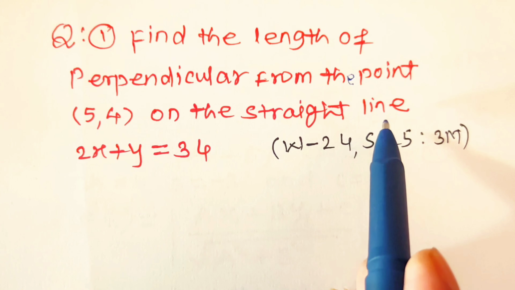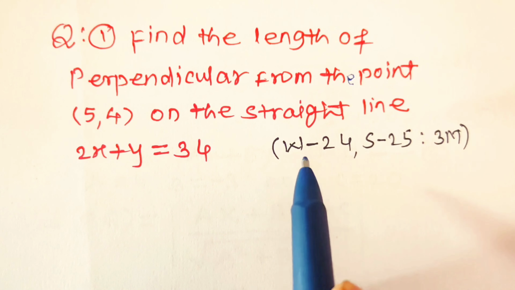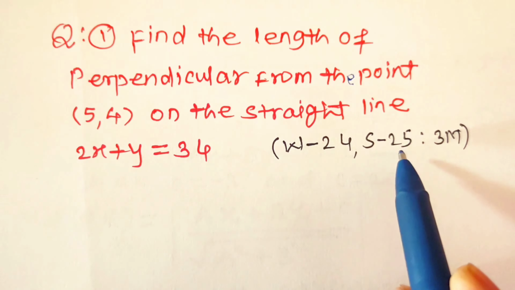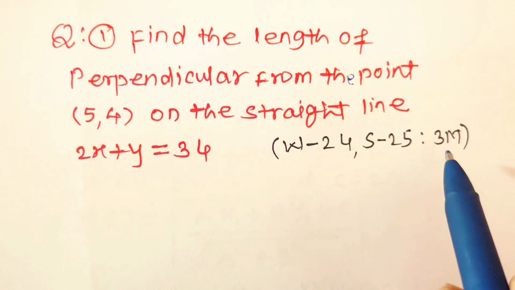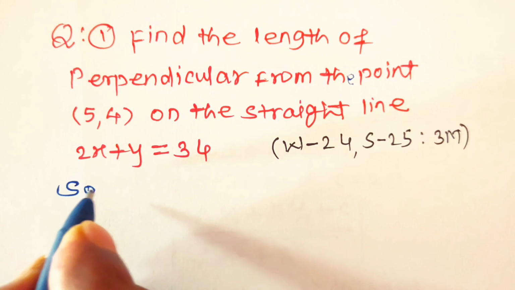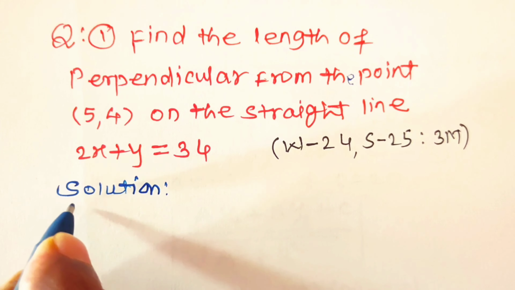First example is: find the length of perpendicular from the point (5, 4) on the straight line 2x + y = 34. This sum appeared in winter 2024 and summer 2025 for 3 marks. So, solution for this.